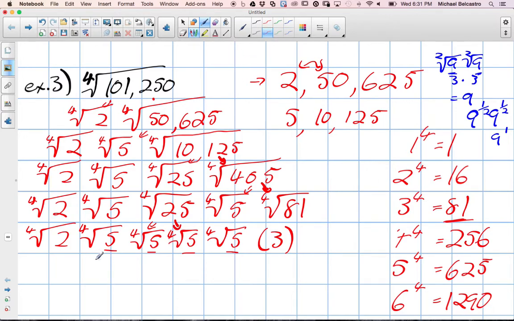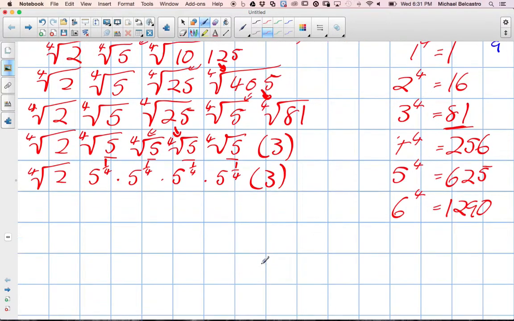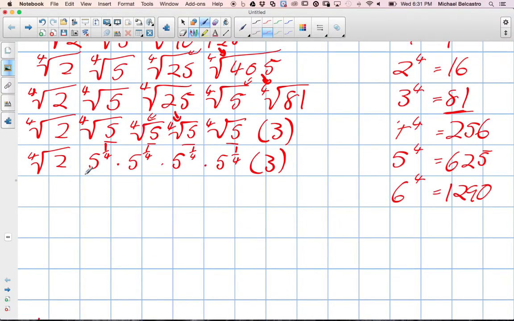Here, let's simplify all those bases. I'm going to keep this 2 the same, the 4th root of 2. This becomes 5 to the 1/4 times 5 to the 1/4 times 5 to the 1/4 times 5 to the 1/4. And when we add up all of those quarters, and still times 3, a quarter and a quarter and a quarter and a quarter, do you know what that equals? Remember, when you're multiplying and adding exponents, you just add the fractions. So that'll actually be 4 over 4, which is the value of 1.